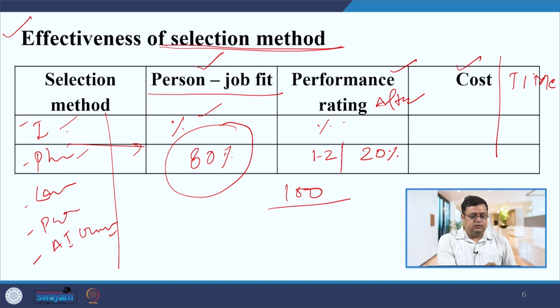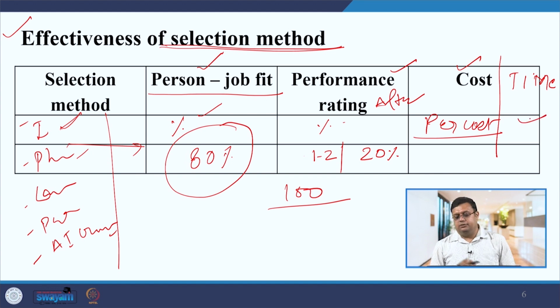What is the cost per candidate? Whatever test you have selected, what is the cost per candidate to conduct that test? The physical tests, the computer based tests, you may have to hire an external agency to conduct that test. What is the cost per candidate, and how much time it is taking to prepare the result? That you can also consider, whether it is time taking or not. So on these three parameters you can check the effectiveness of the selection method.